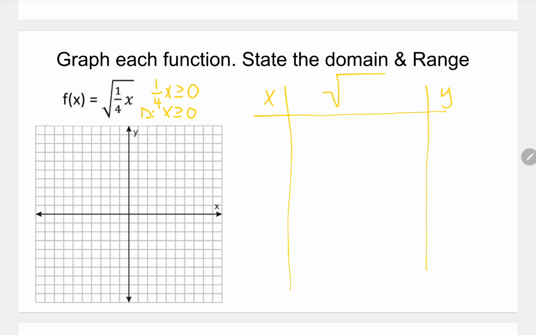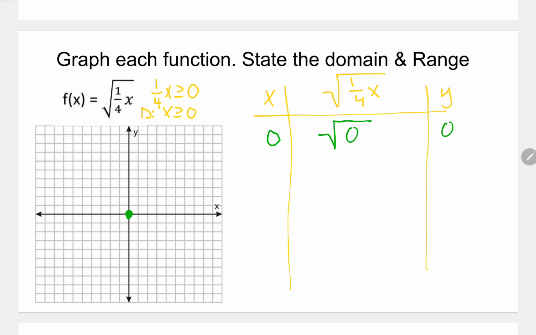And when I make my XY chart, I cannot plug in any numbers less than 0 because that's not part of our domain. So when I make my XY chart to get the square root function, I'm going to try to plug in numbers that come out nicely to start. So I can plug in a 0 because then I'm just taking the square root of 1/4 times 0, which is 0. So first point, (0, 0).